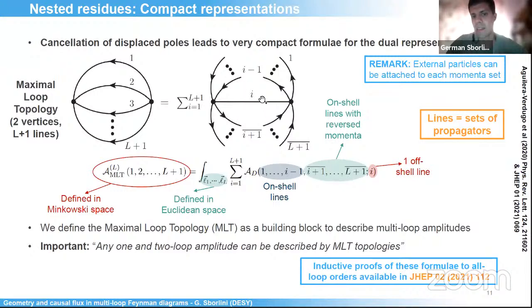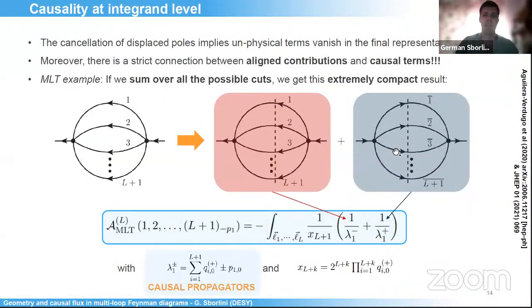The point is that when we sum all these terms, we can think that this line i has a superposition of fluxes. It has the superposition of a momentum flowing from right to left and the other one from left to right. But when we sum everything, the contributions that are not aligned cancel. So in the end, we can interpret this MLT diagram in this very simple way, in which we introduce the concept of causal propagator, which is equivalent to indicating which lines are set on shell and how the momentum flux is going through it.